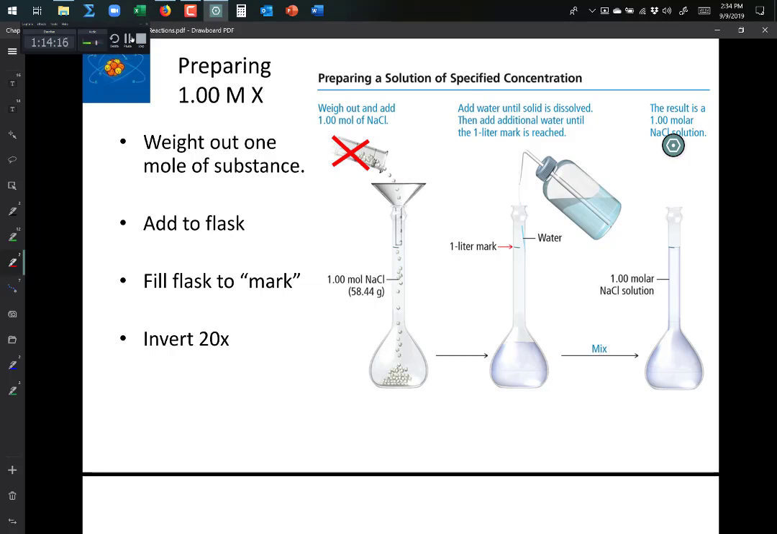And then we use a powder funnel to get it transferred in. We dissolve it partially, this is going part way in dissolving it, and then we fill it up to the mark, the 1 liter mark. That would give you a 1 molar solution.